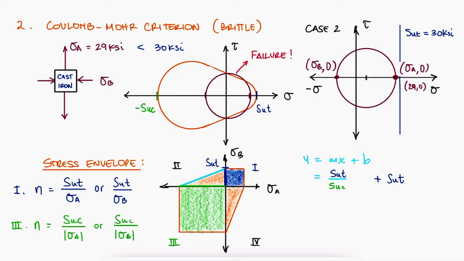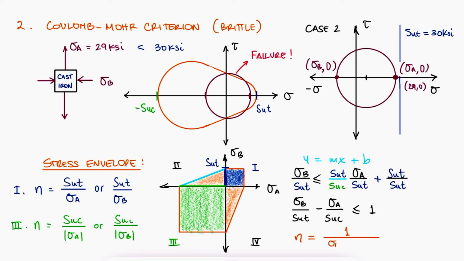If y, which is sigma b, should not be greater than the value given by that straight line, and x is sigma a, we can divide by SUT to find that sigma b over SUT minus sigma a over SUC should not be greater than 1. And therefore the factor of safety can be calculated as 1 over the difference of the fractions. Notice that I did this derivation for the second quadrant, where I'm assuming that sigma b is greater than sigma a. In general, we know that the positive stress, sigma 1, should go with the tensile strength, and the lowest stress, which could be negative or 0, which is sigma 3, should go with the compressive strength.